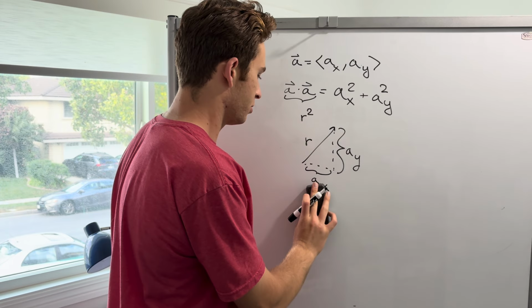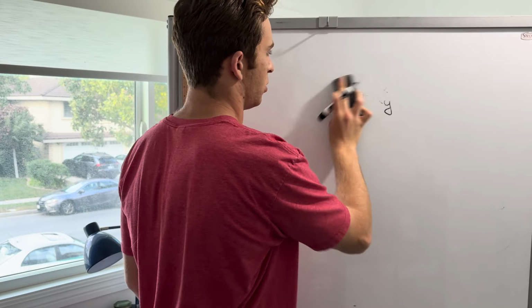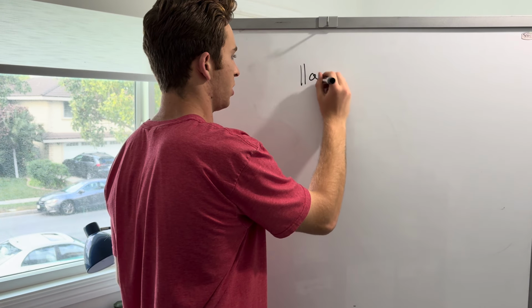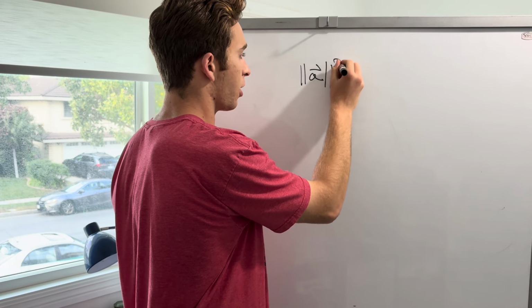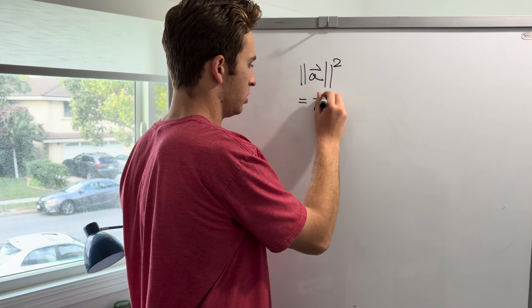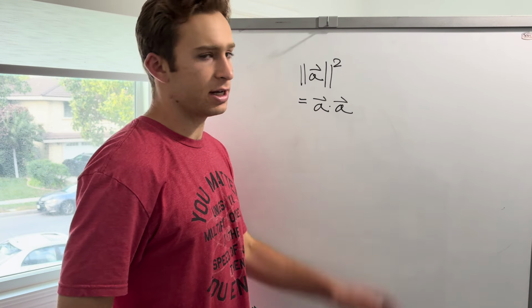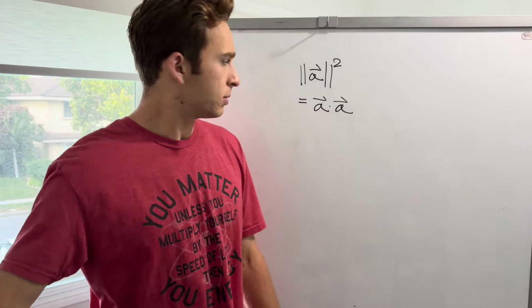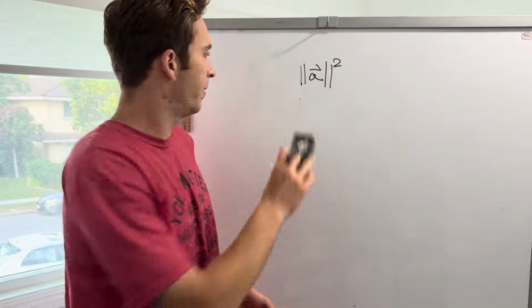And so for any vector, we can say that its magnitude, I'm going to use this way of representing magnitude, squared is equal to the vector dotted with itself. And what that is saying is that it's just the Pythagorean theorem.